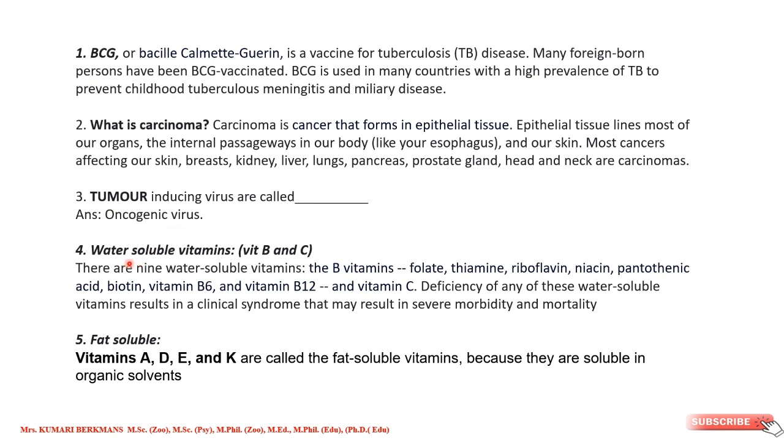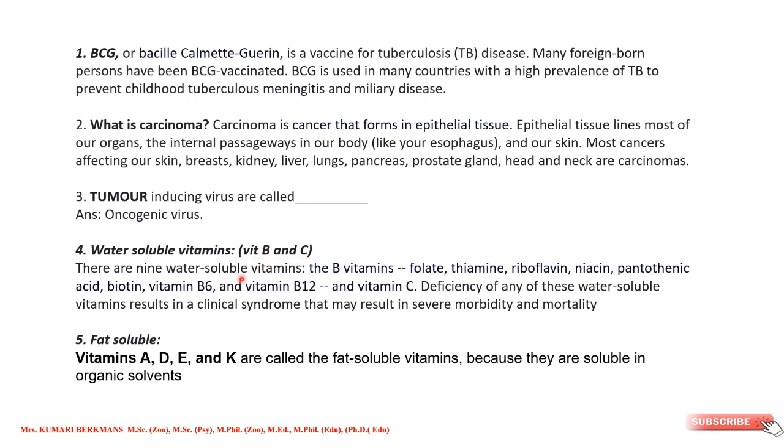Next one, water soluble vitamins. If you take vitamins, there are six major types: vitamin A, D, E, K, and vitamin B and C. Among these six, they are divided into two: water soluble vitamins and fat soluble vitamins. The water soluble vitamins are B and C. Keep this in mind, it is very easy. The rest are fat soluble vitamins.